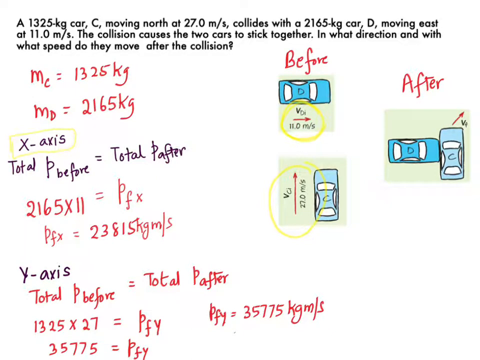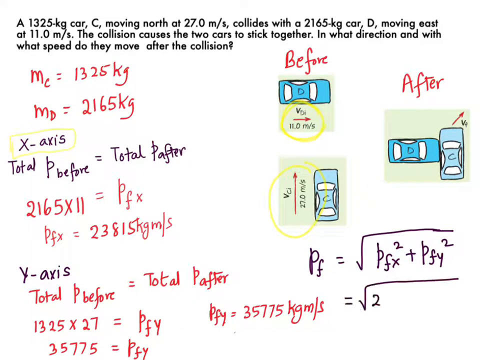Now we want to find the total momentum. For that, we use the Pythagorean theorem, which is the square root of P_fx squared plus P_fy squared. We substitute the numbers, use our calculator and get the answer. Now, we are not being asked to calculate the final momentum. Instead, they're asking us for the speed. So we want the final speed and the direction.